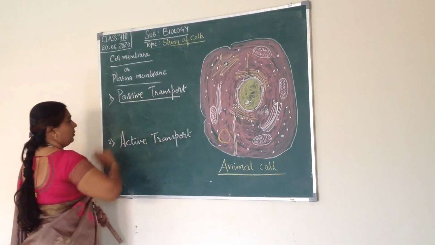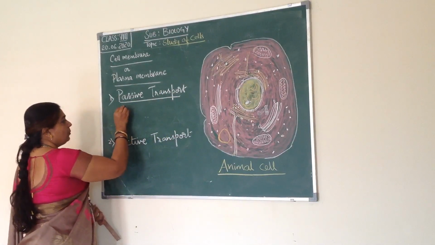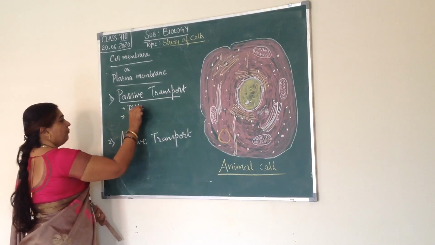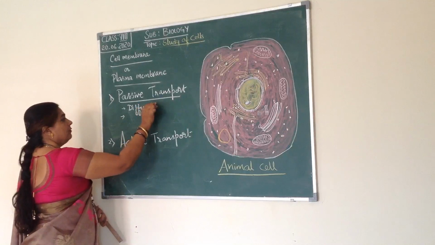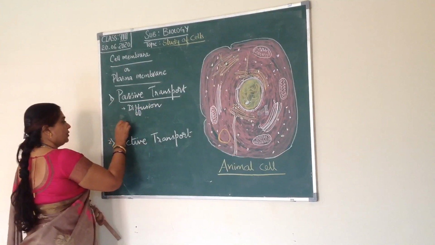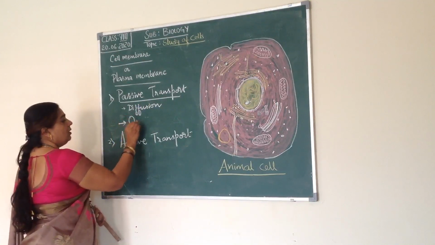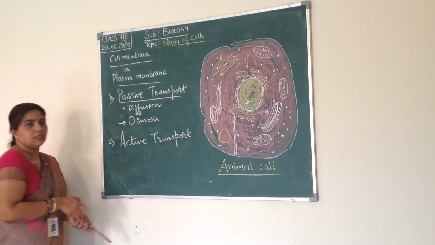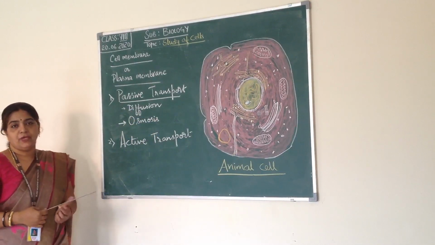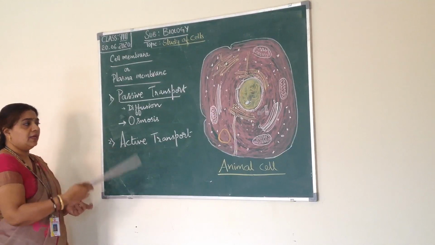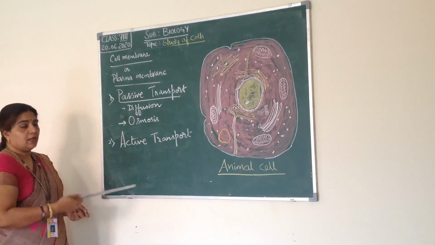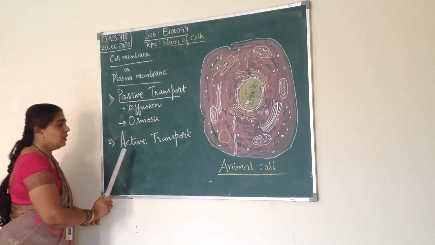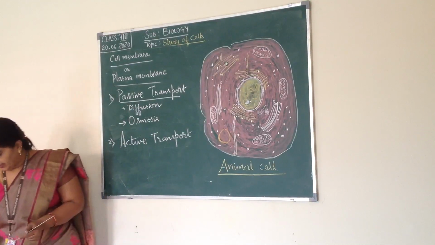Passive transport includes two processes. The first one is called diffusion. The other one is called osmosis. These are the processes by which the substances gain entry or also exit, they come out of the cell. So let us see what is passive transport and what is active transport.